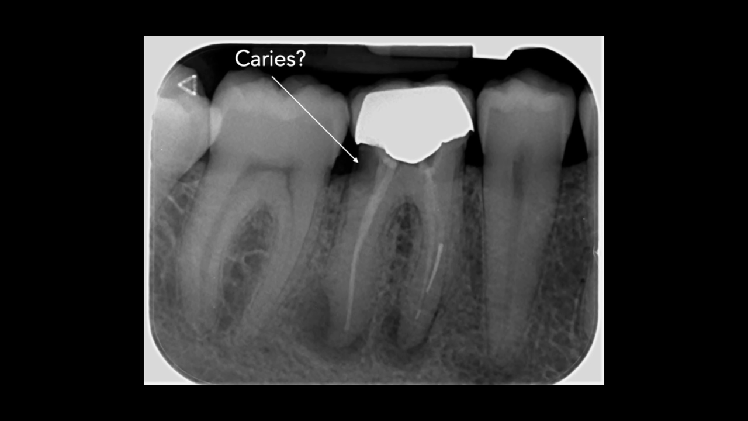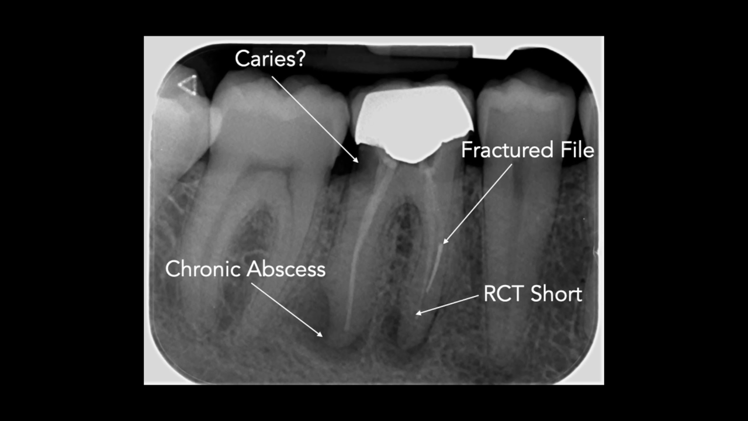So to recap on our pre-treatment assessment, there's caries distally, however this actually proves to be a resorption defect. There's a fractured file in the mesial root that we're going to have to remove. The root filling is short in all the root canals and needs to be retreated. And there's a chronic abscess, so the root canals are going to be infected and need to be disinfected thoroughly.